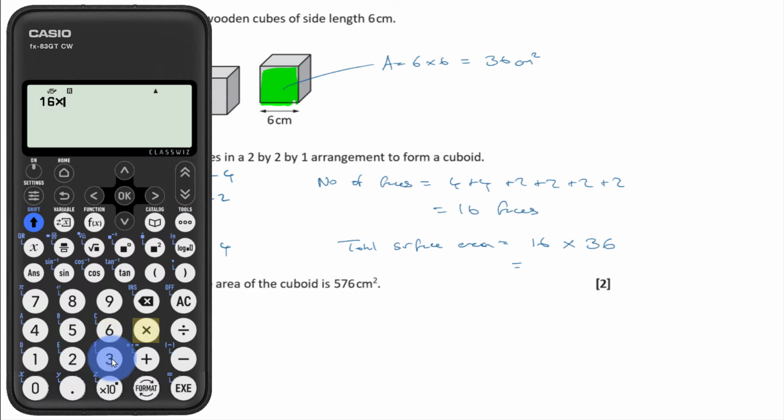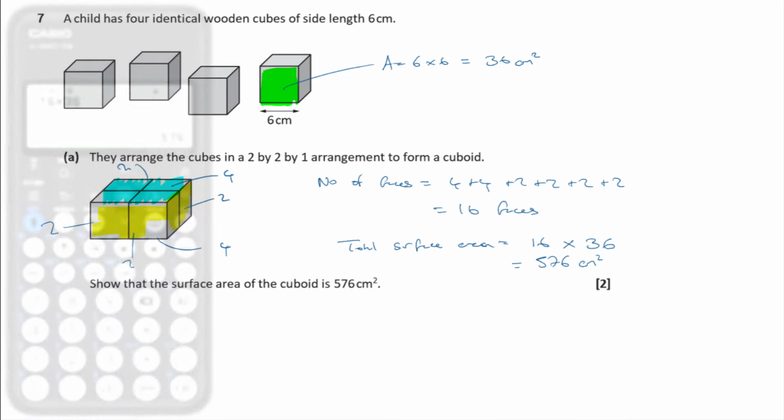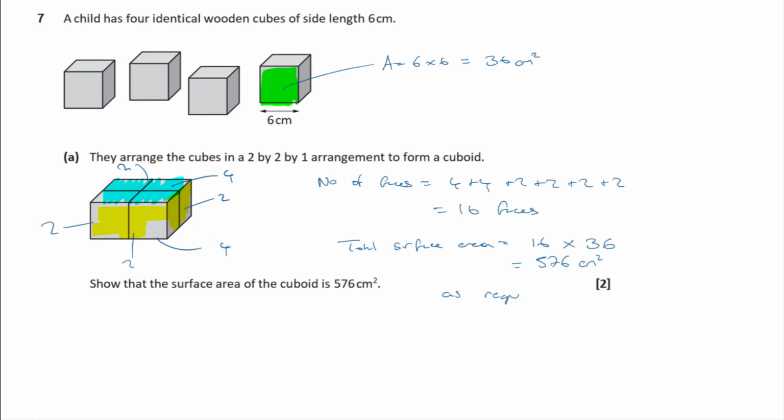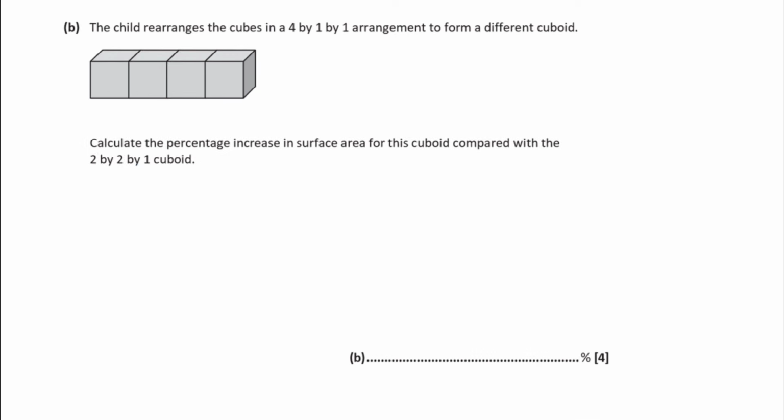16 times 36, I'm guessing it's 576. Yes, it is. So that is 576 centimeters squared as required. Now part B says the child rearranges the cubes in a 4 by 1 by 1 arrangement to form a different cuboid.